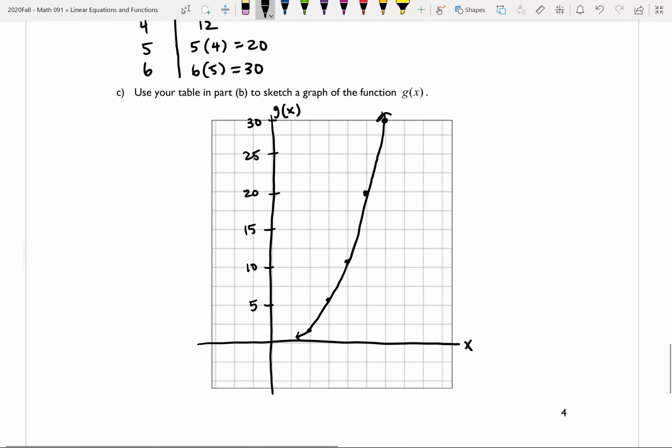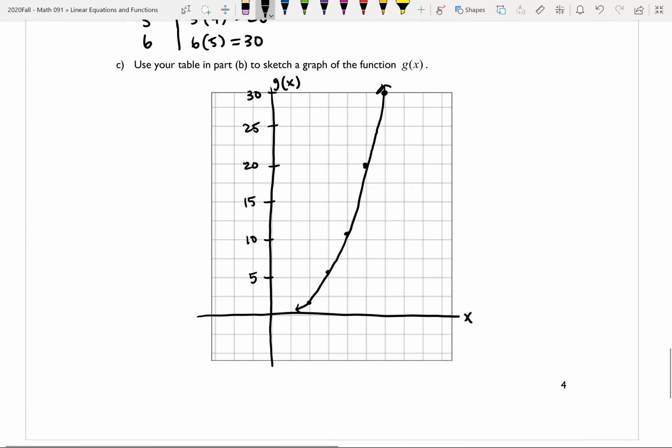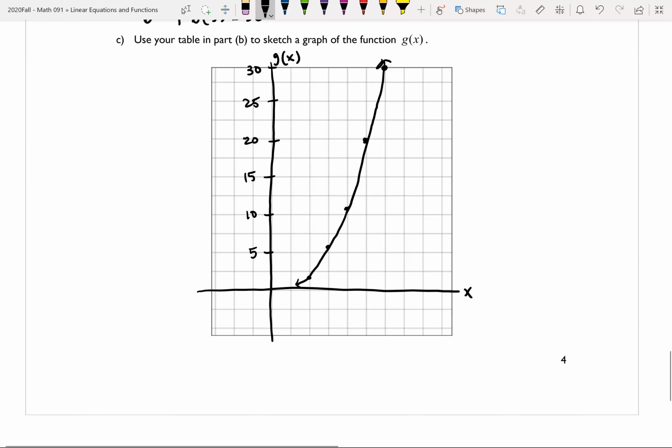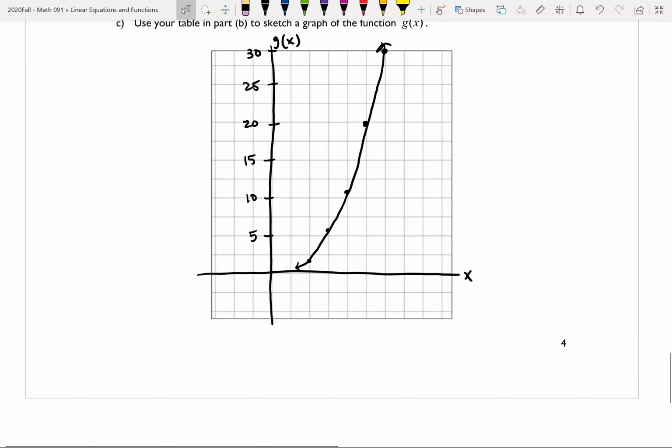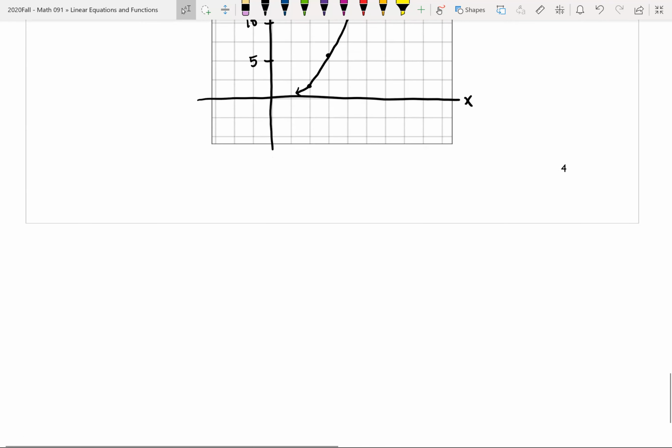Okay? It is still a function, although it's not a linear function. It is a function, and we'll actually talk about this type of function later in our class.